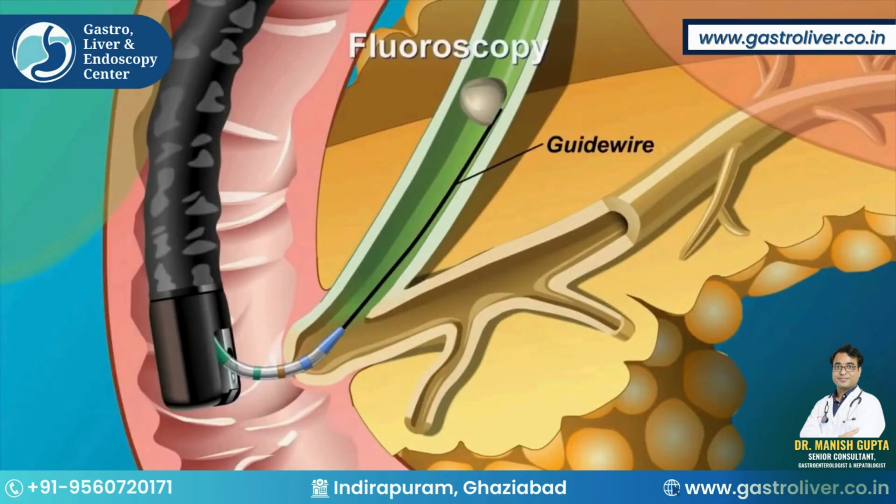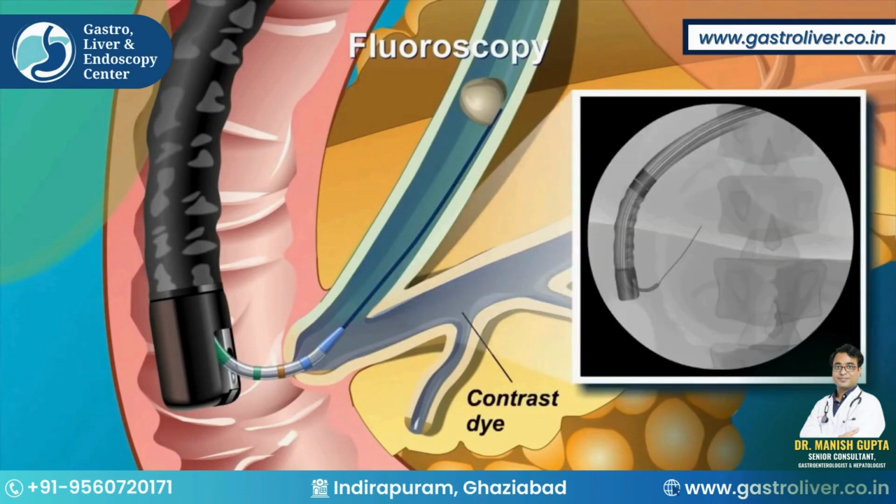Using fluoroscopy, which is a combination of an X-ray machine, guide wire, and contrast dye injected by a catheter, the desired duct can be visualized and the doctor is able to identify the problem and provide treatment.